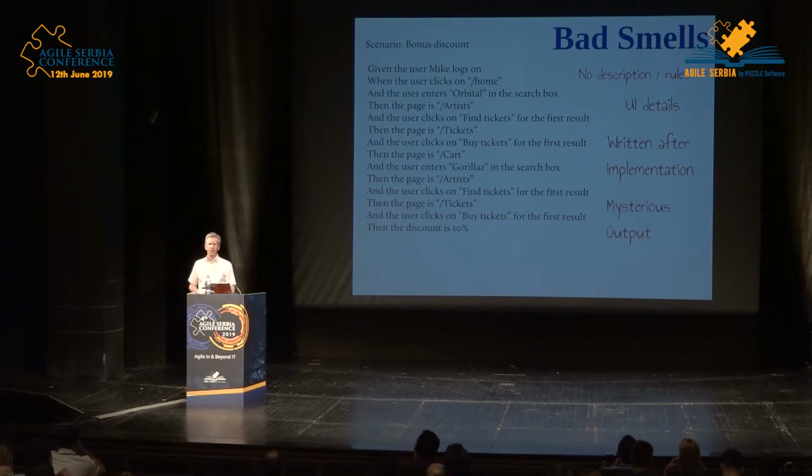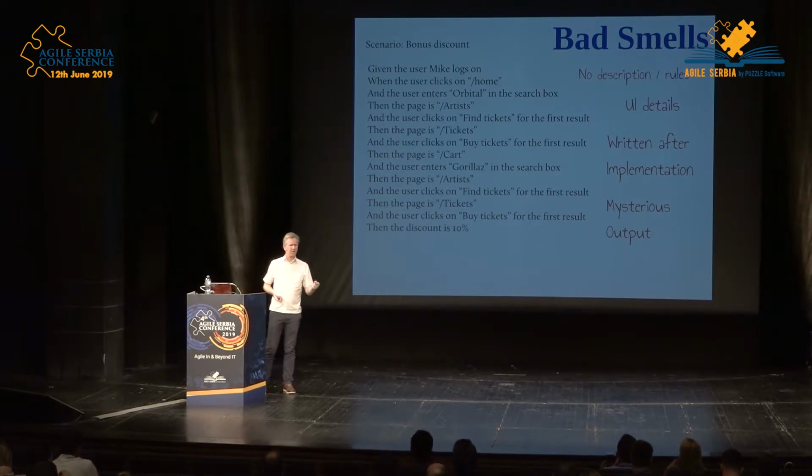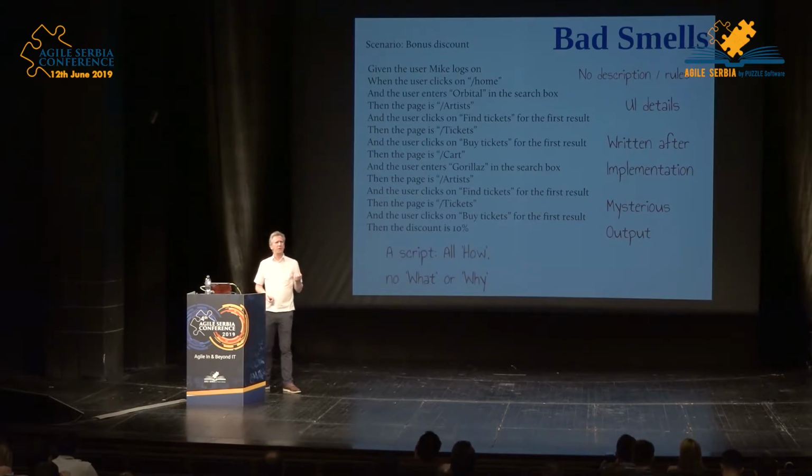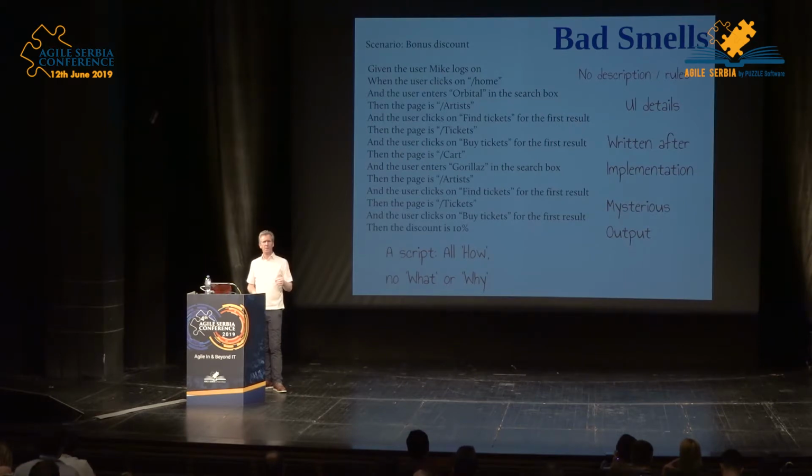We have one mysterious output, this 10%, but how do we know what led to that 10% discount? Was it something special about the search criteria? Was it about the number of things you did? Was it something special to do with Mike as the user? Who knows? The problem here all stems from the fact that it's a script that's describing how, and it doesn't have any what or certainly no why.